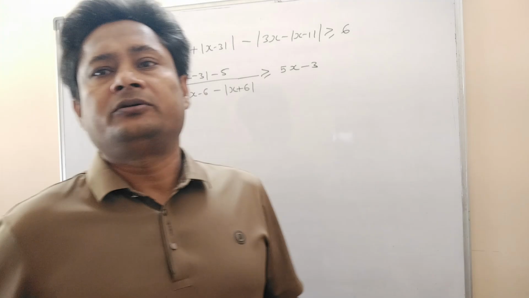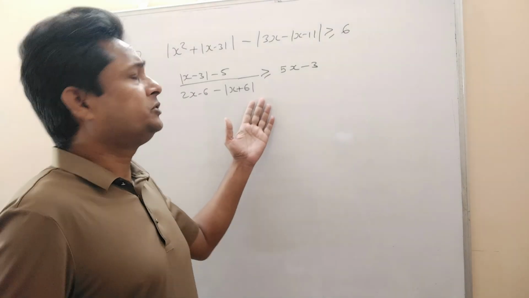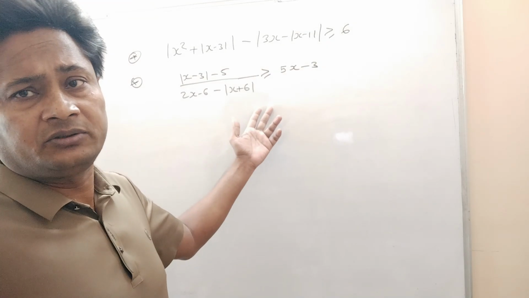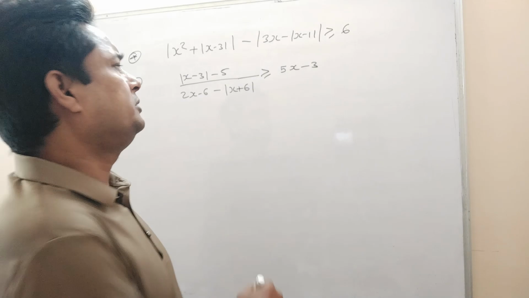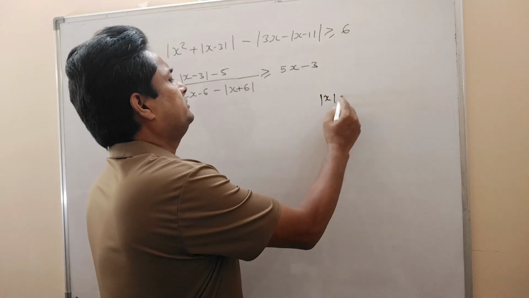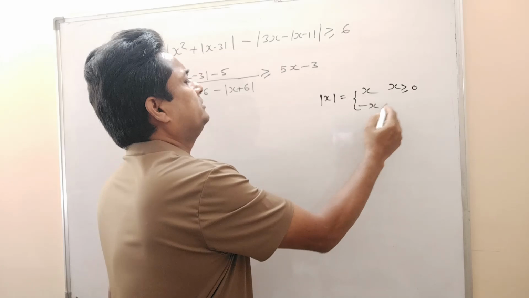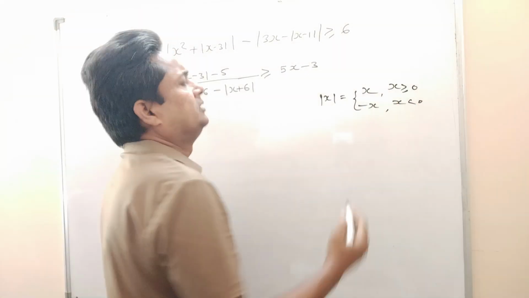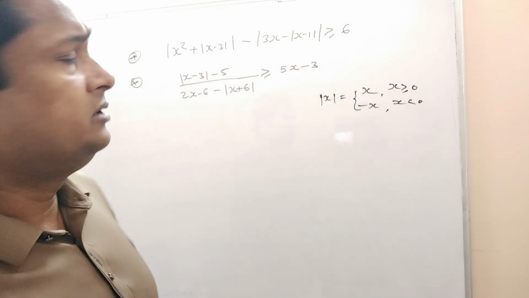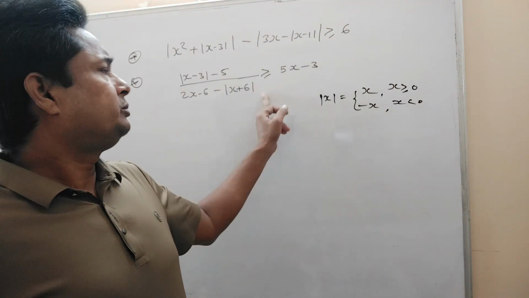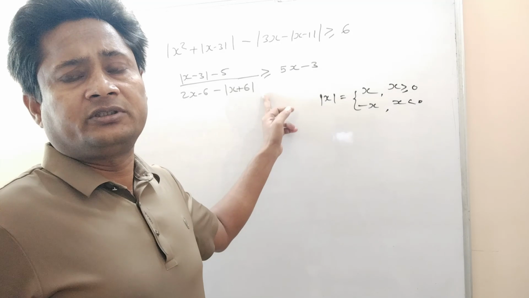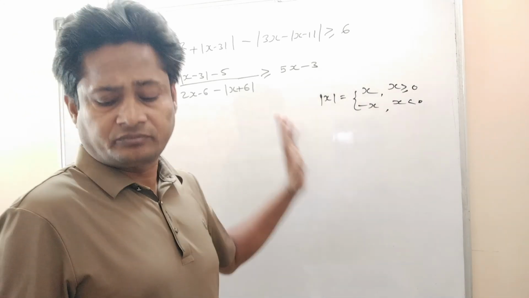We are discussing the modulus function. This type of question you can solve by using this property: mod of x is equal to x when x is greater than or equal to 0, and minus x when x is less than 0. In this, you can use this property and use the Webber method. You can get your answer.